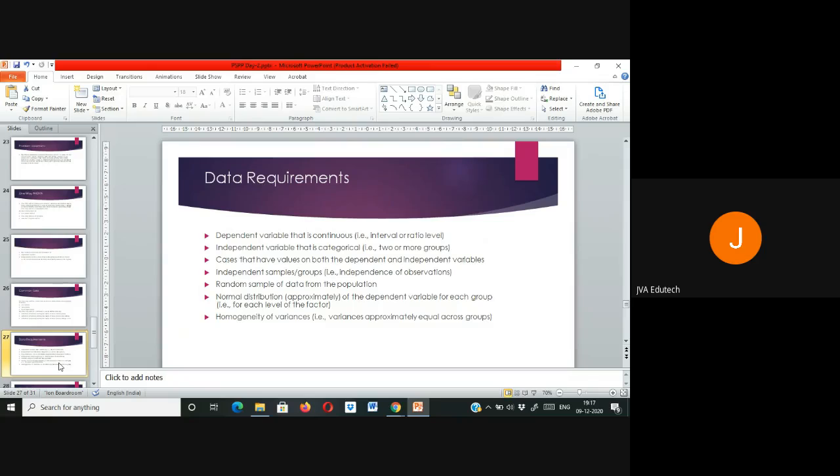Data should be drawn from a random sample. That is, the sample that you have taken should be taken randomly. Data should be approximately normally distributed. There should be homogeneity of variances, meaning variances approximately equal across groups.